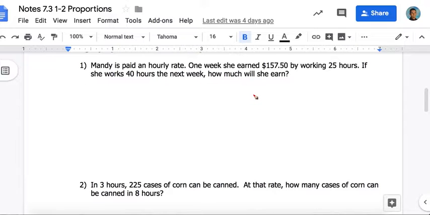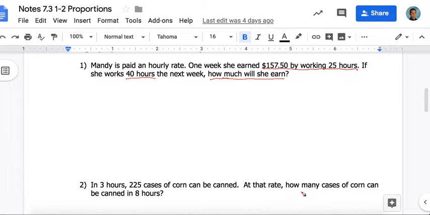So Mandy is paid an hourly rate. 1 week she earned $157.50, so we're going to underline this, by working 25 hours. So underline that whole section there. If she works 40 hours the next week, how much will she earn? So underline that.